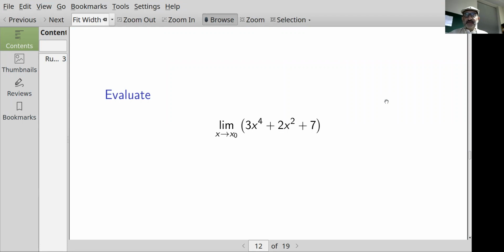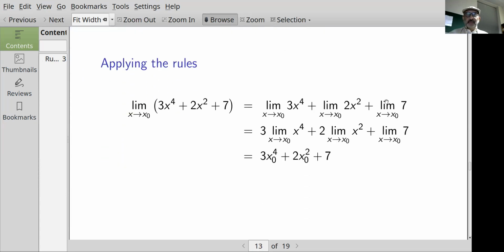The limit as x goes to x naught of 3x to the fourth plus 2x squared plus 7. So first of all, it's a sum of functions. So we can split it up as the limit of the first function plus the limit of the second function plus the limit of the third function. The first function has a scalar multiple, so we can pull that scalar multiple outside. The second one does also. The third one's a constant. That'll be easy to do.